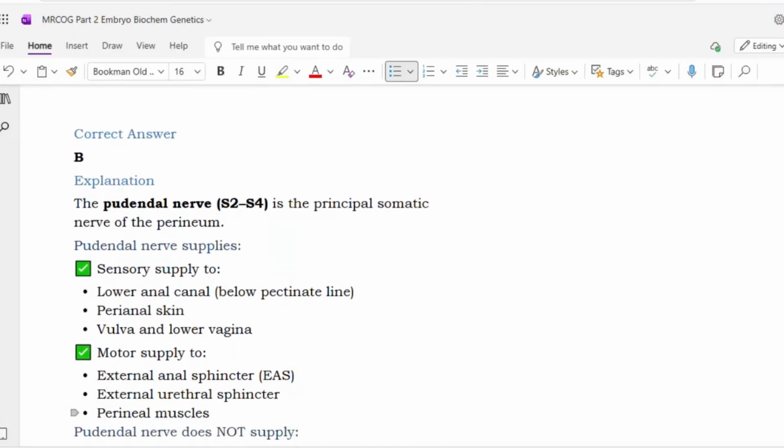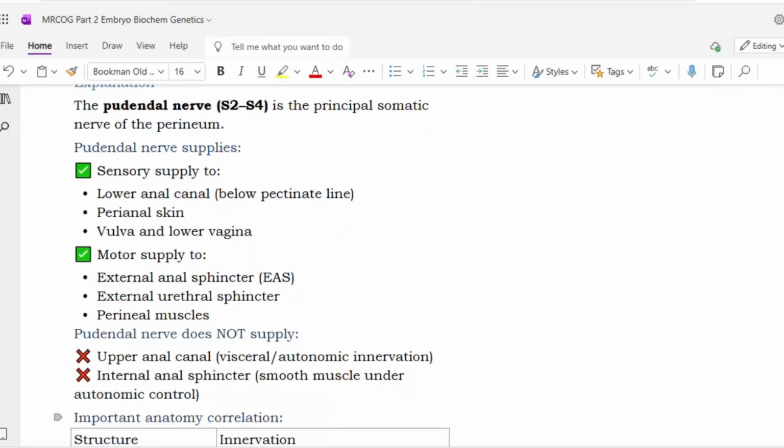This also we have gone into detail, what exactly the pectinate line is and all. Motor supply to the external anal sphincter, external urethral sphincter, and perineal muscles. Okay, pudendal nerve does not supply upper anal canal. It is a visceral or autonomic innervation. Remember, anal canal upper part, visceral or autonomic. Internal anal sphincter, smooth muscle under autonomic control.